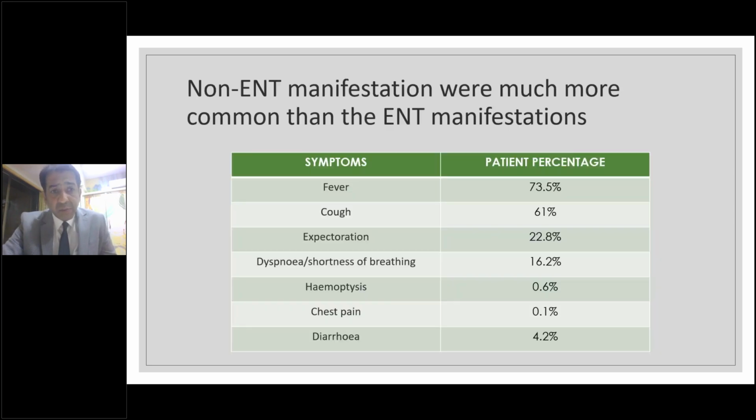Non-ENT manifestations are much more common than ENT manifestations in COVID. What are the other non-ENT manifestations? They are namely fever, which is the most common presentation, seen in 73.5% of the patients, cough, expectoration, dyspnea or shortness of breathing, hemoptysis, chest pain, and of the gastrointestinal system, the most common presentation in COVID patients is diarrhea, seen in 4.2% of the patients. These numbers are out of various research studies on proven COVID-19 infections.